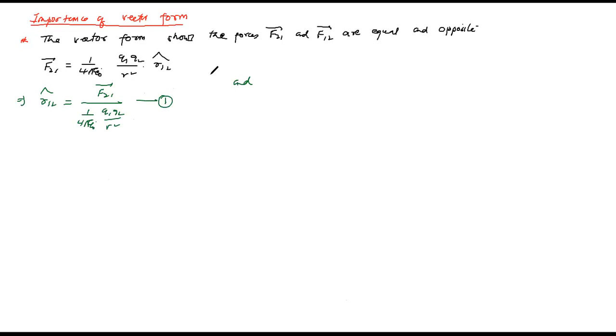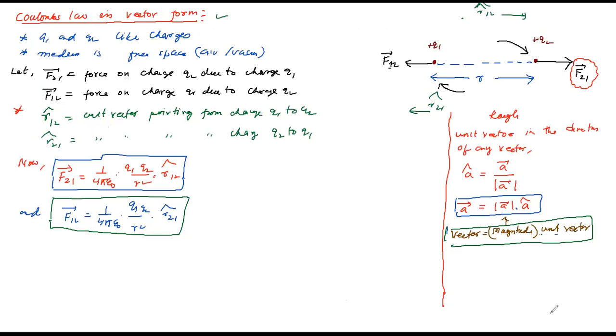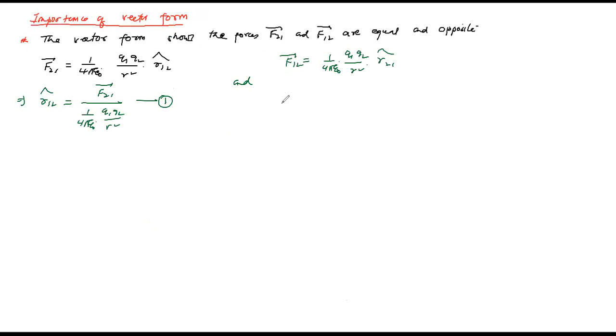And similarly, what we know, F12, just now only we got, F12 is 1 by 4 pi epsilon naught Q1 Q2 by R square R21. This is from where we got, you see F12 is this much, right? This is what I've written over here, so don't get confused with this. Again, if I keep this R21 on the left hand side, I'll get F12 divided by 1 by 4 pi epsilon naught Q1 Q2 by R square. This is equation number 2.